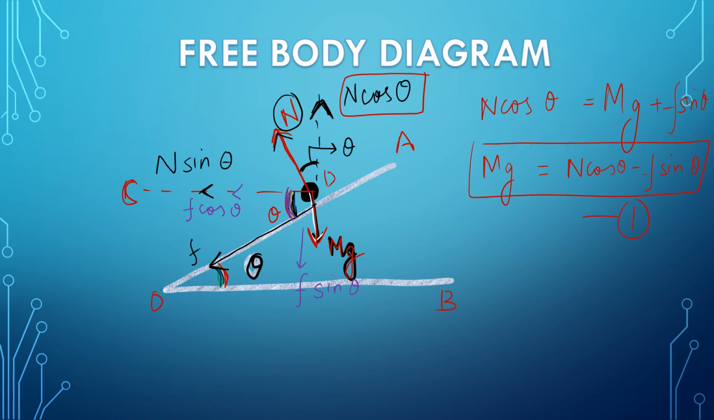Now consider the horizontal components. As you can see, you have N sine theta and F cos theta towards the center of the circular path that is being traversed by this object, right? So the sum of N sine theta plus F cos theta is responsible for the centripetal force, which is nothing but mv square by r.